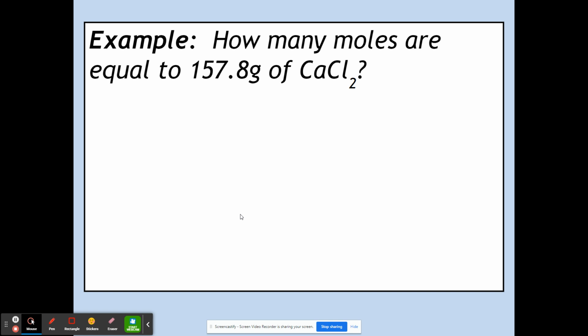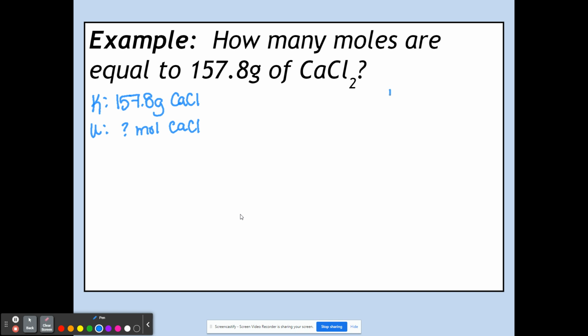Our next example is how many moles are equal to 157.8 grams of calcium chloride. Our known, what we are given a number for, 157.8 grams of calcium chloride. Our unknown, question mark, moles of calcium chloride. So in this example, we're going to go from grams to moles. We need to go ahead and figure out the molar mass of calcium chloride.